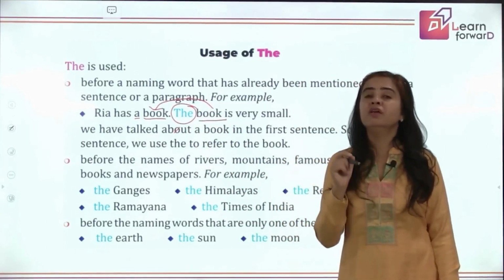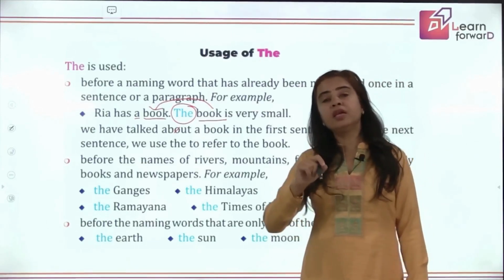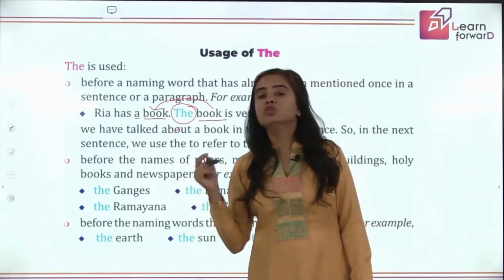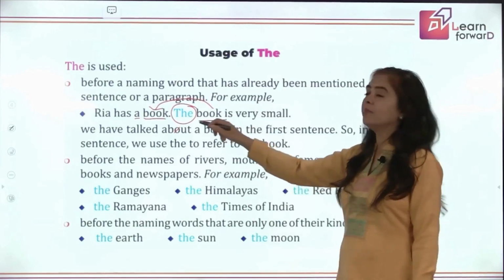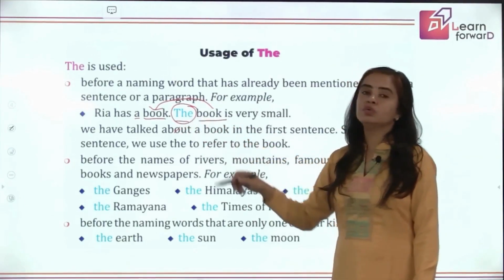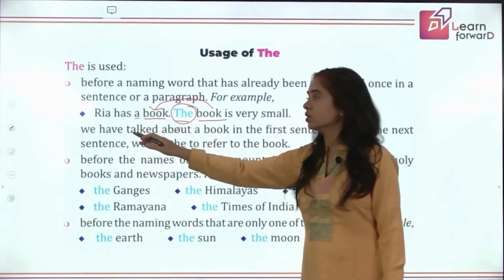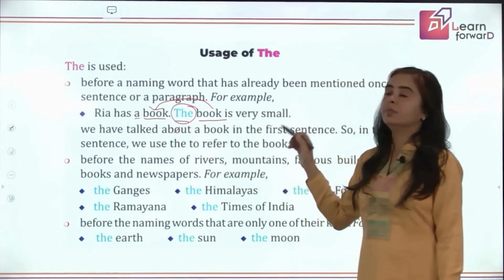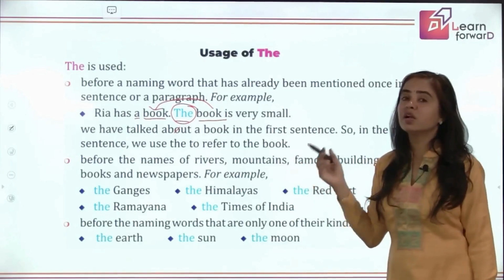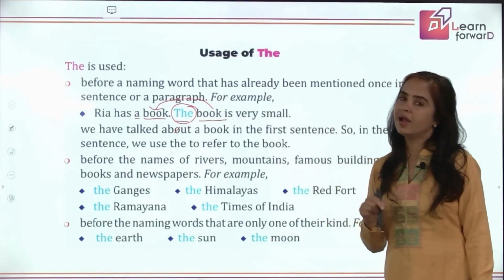Okay. So while saying, we mean something we have already talked about. So for identification, for making it particular, we use the article the. Not for the first time, please remember this. So Riya has a book. The book is very small. So we are talking about the same book that Riya has, right?